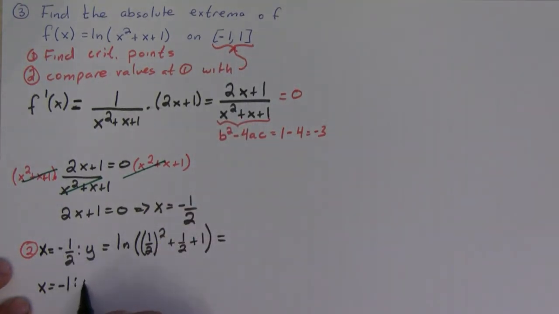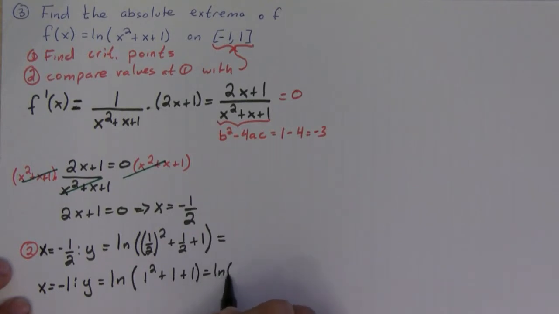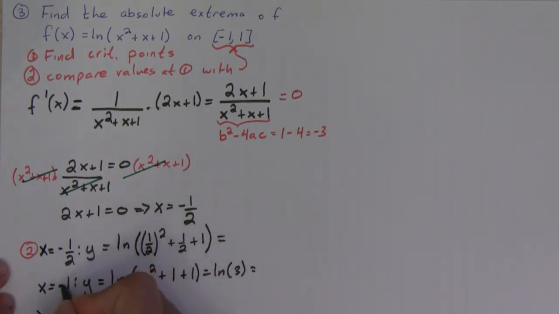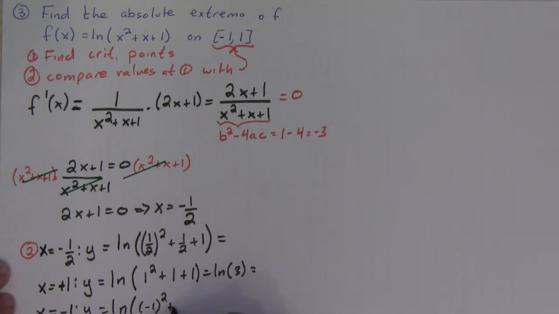So when x is equal to 1, y is equal to natural log of 1 squared plus 1 plus 1. So this is natural log of 3. Sorry, that was for positive 1. Okay, and then when x is equal to negative 1, y is equal to natural log of negative 1 squared plus negative 1 plus 1, which is natural log of 1, which is just 0.